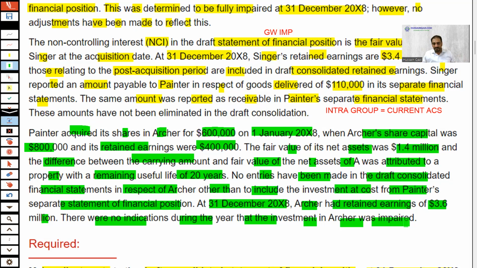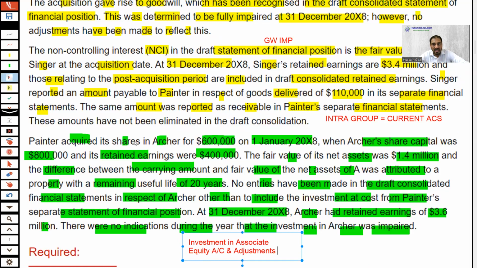So no impairment, but there is some adjustment about the investment in associate. So this is about the investment in associate. That's about equity accounting, and adjustments like the fair value adjustment. So this is a very basic question here.